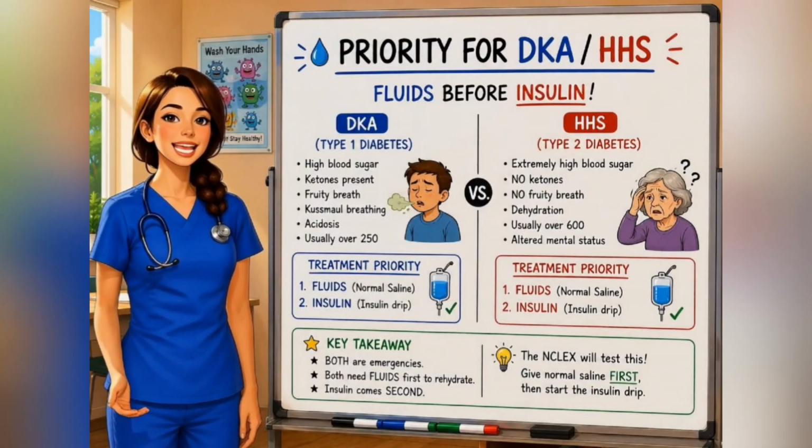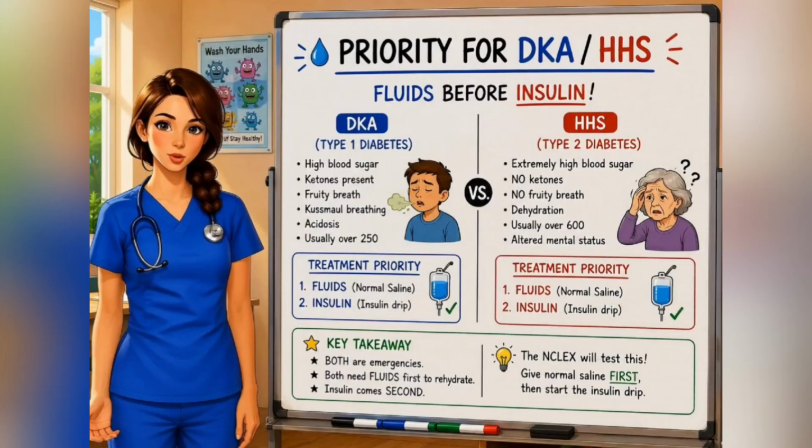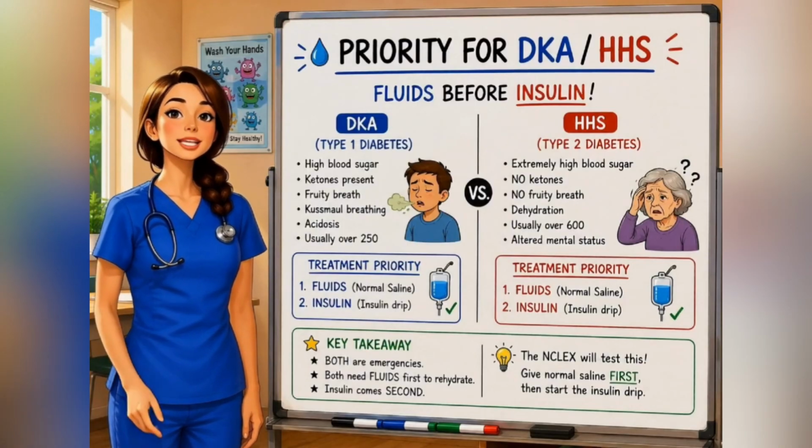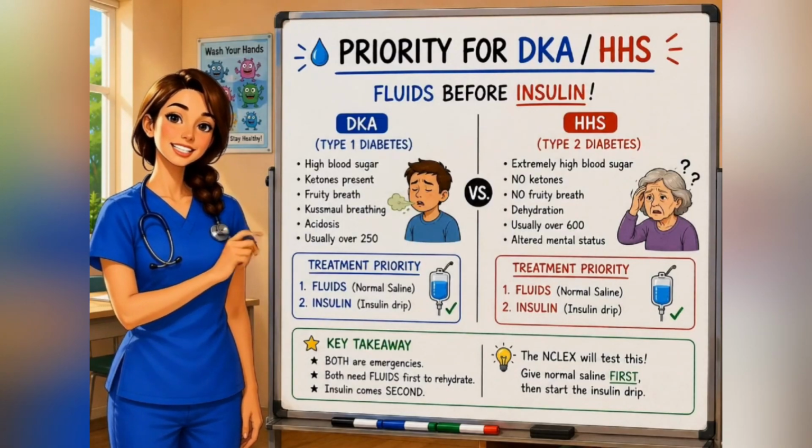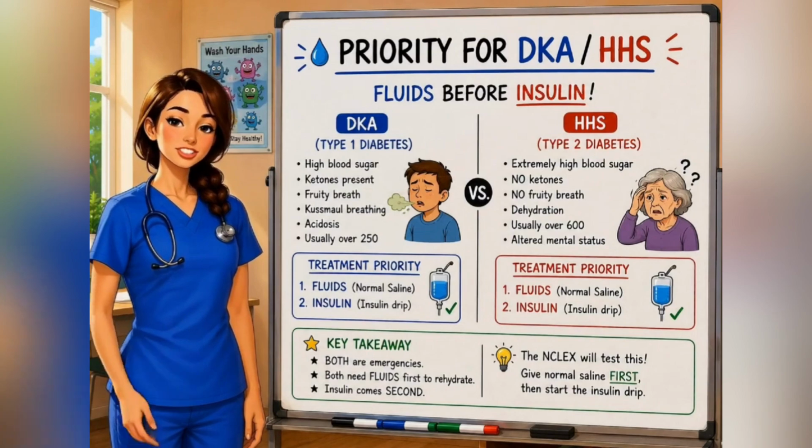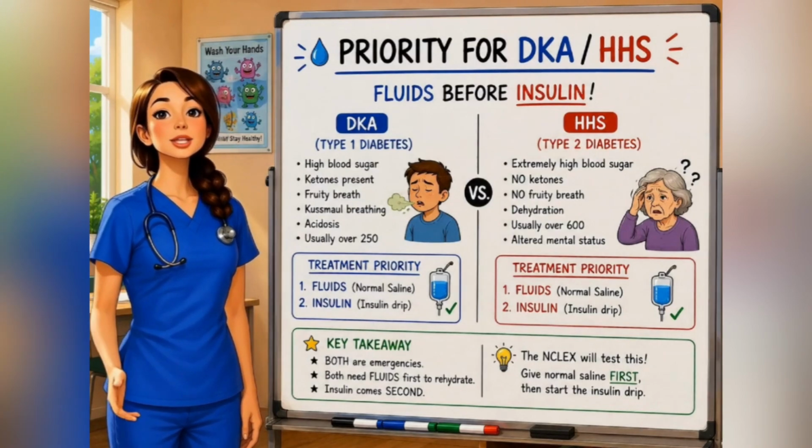Priority for DKA and HHS: fluids before insulin, always. The NCLEX will test this. Give normal saline first to rehydrate, then insulin drip.